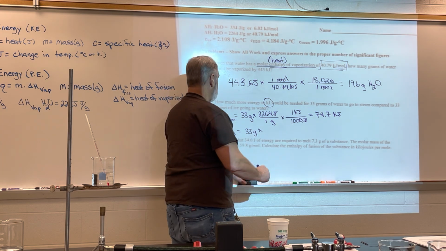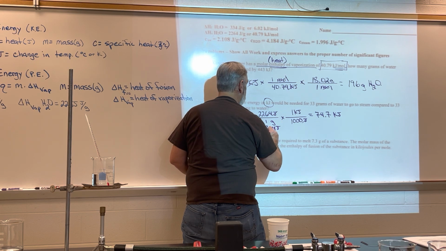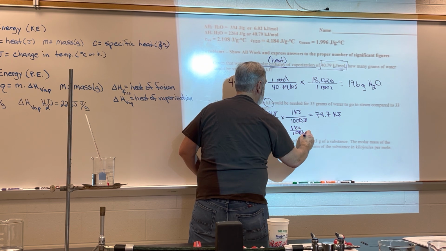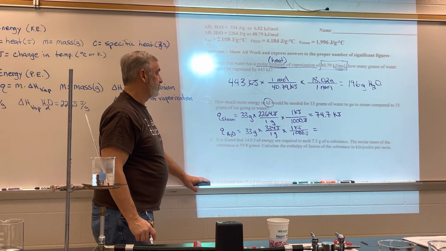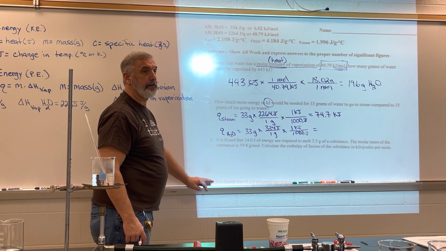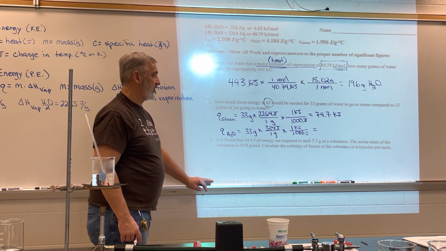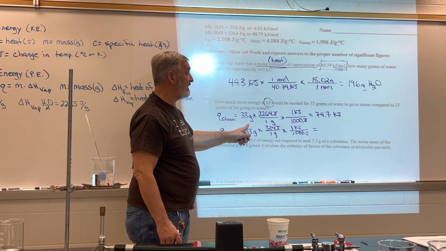at 100 degrees. But for water, it's 33 times the 334 joules per 1 gram times 1 kilojoule over 1,000 joules. And that's going to equal 1.2. The reality is, in 33, we really should only have 2 sig figs, shouldn't we? So it really should be 75.